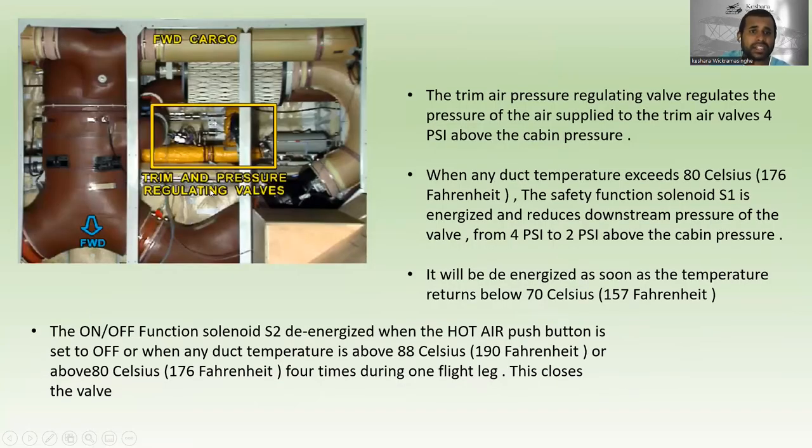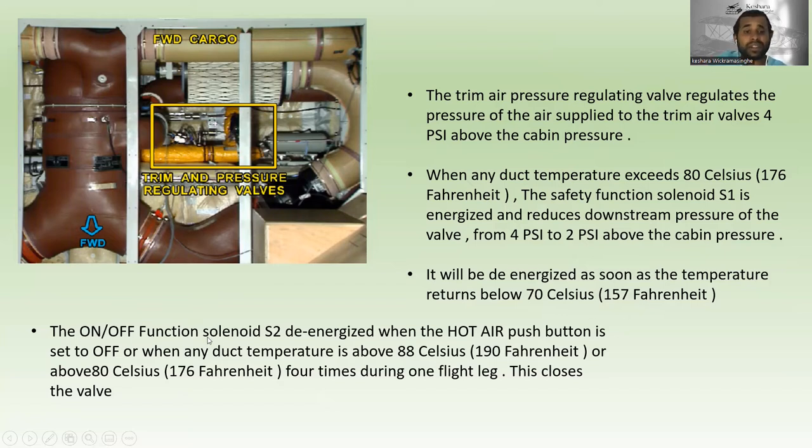Here is the trim air pressure regulating valve. It regulates the pressure of the air supplied to the trim air valve to 4 psi above the cabin pressure. When any duct temperature exceeds 80 Celsius or 176 Fahrenheit, the safety function solenoid S1 is energized and reduces the downstream pressure of the valve from 4 psi to 2 psi above the cabin pressure. It will be de-energized as soon as the temperature returns below 70 Celsius or 157 Fahrenheit.